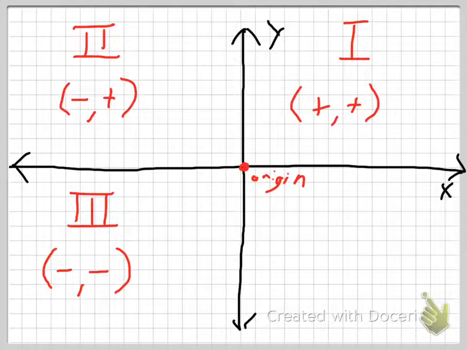And then quadrant 4, Roman numeral 4 here, is our bottom right quadrant. When I'm thinking about ordered pairs in quadrant 4, for my x value, I'm back to being to the right of 0, so that's going to be positive. For my y value, though, I'm still below 0, so my y is going to be negative. If I'm looking at ordered pairs where the first number is positive and the second number is negative, I'm going to be in quadrant 4.